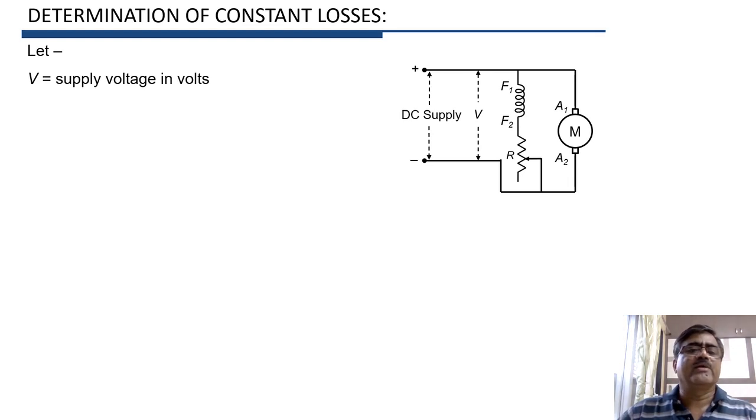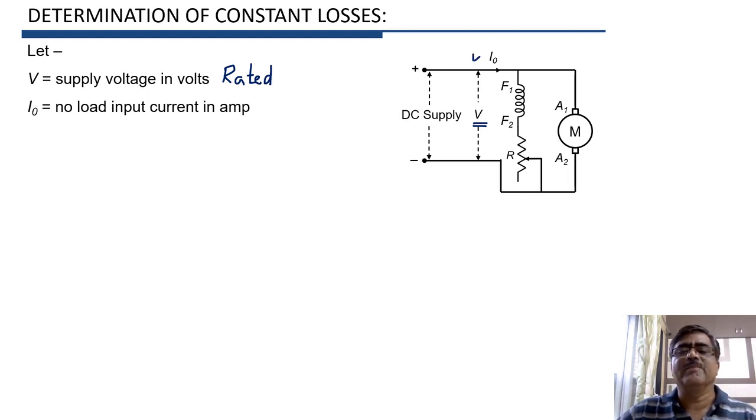So here let V is equal to the supply voltage in volts. So you know that in Swinburne's test, this voltage is always adjusted to rated value. Then let I0 is the no load input current of the motor in ampere. So in Swinburne's test, the machine is always operated as motor and it is operated at no load. So I0, it is the no load input current of motor in ampere.